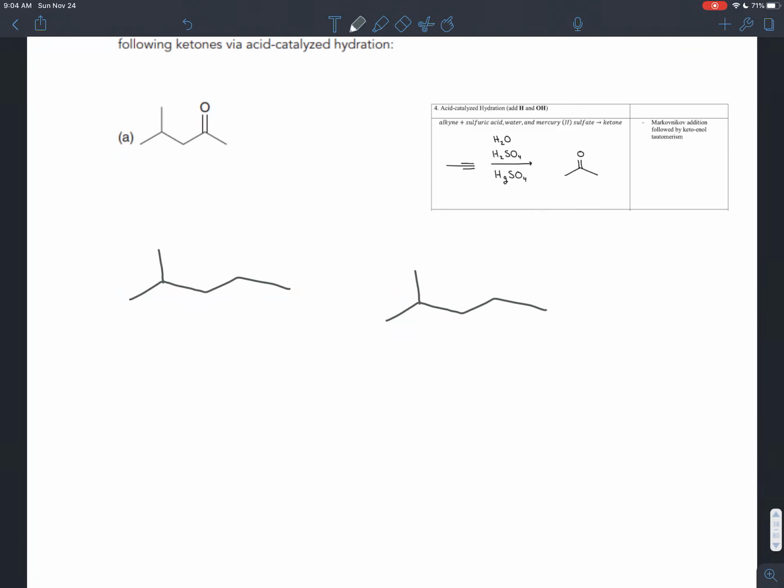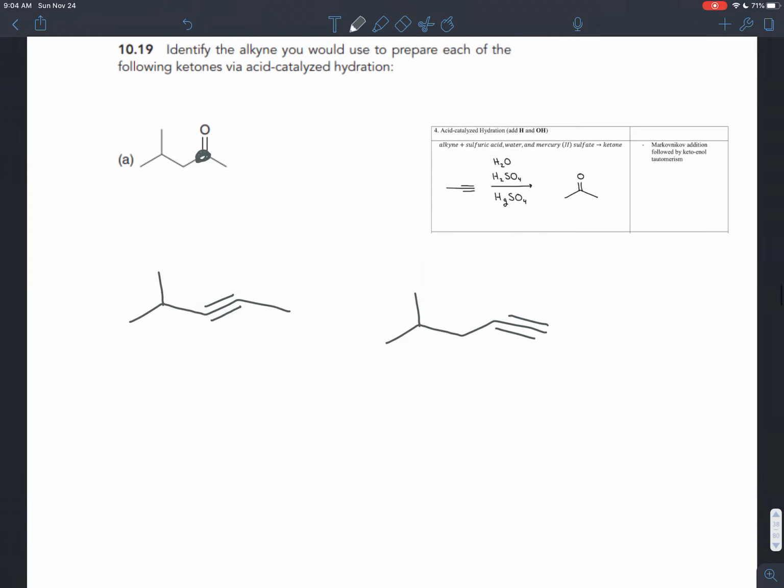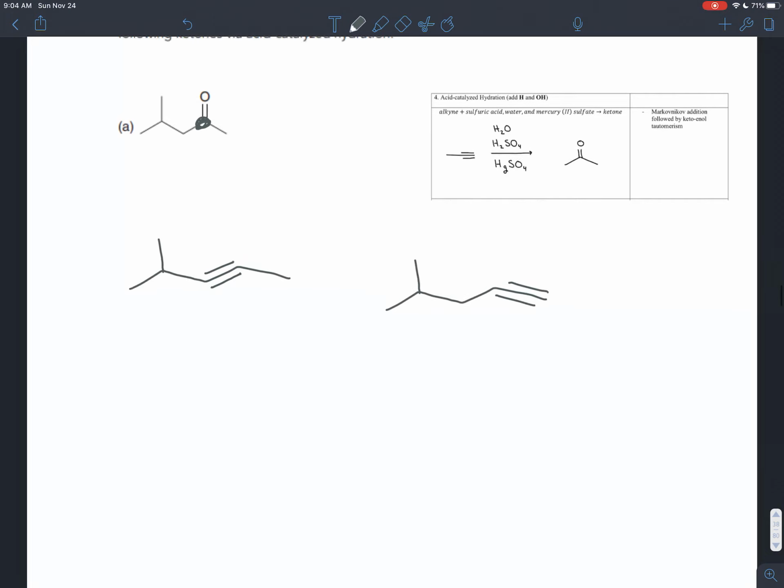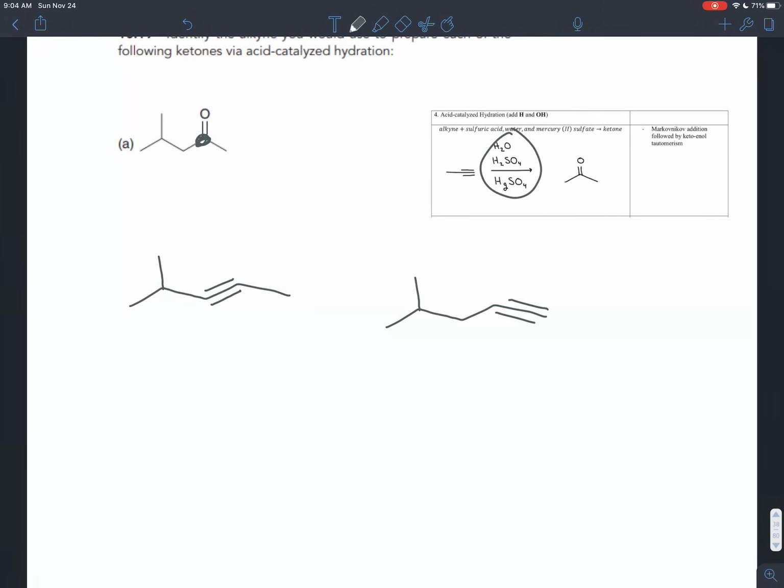Now you know the oxygen added here, so that means that this carbon must have been involved in the triple bond. So the triple bond could have either been to the left or it could have been to the right of that carbon. So which one would you want? Which alkyne would you want to use? If you did acid-catalyzed hydration on this molecule on the left, notice that both of these carbons are secondary. And this is drawn as a zigzag, but really it should be linear. Both of these carbons are secondary, which means that the double bond will go equally on both of them. That means that you'd only get this final product some of the time. Other times, you would get the ketone on the other carbon, this carbon here.